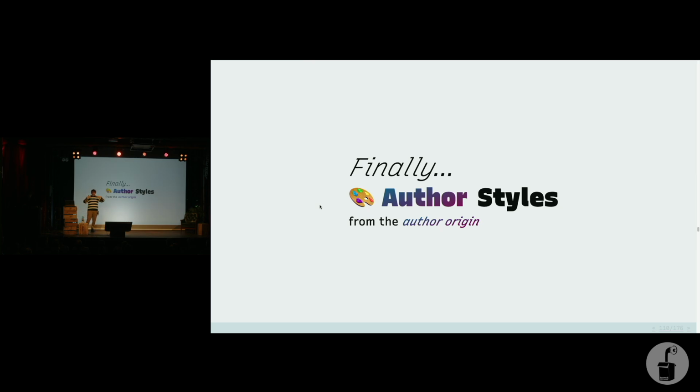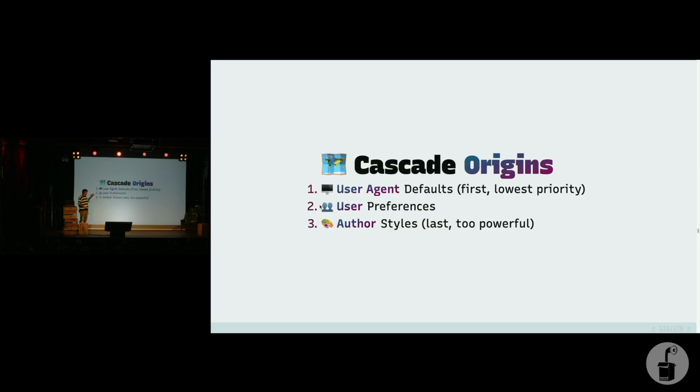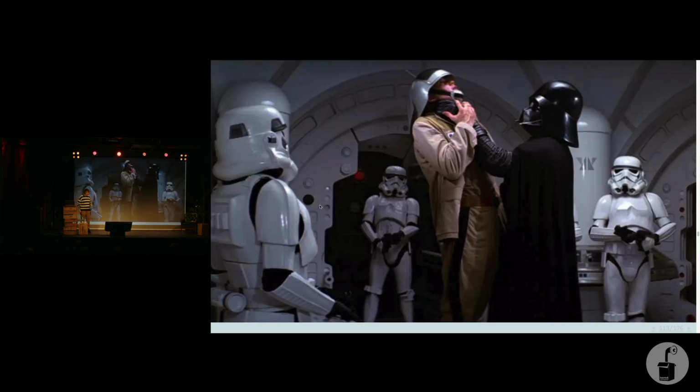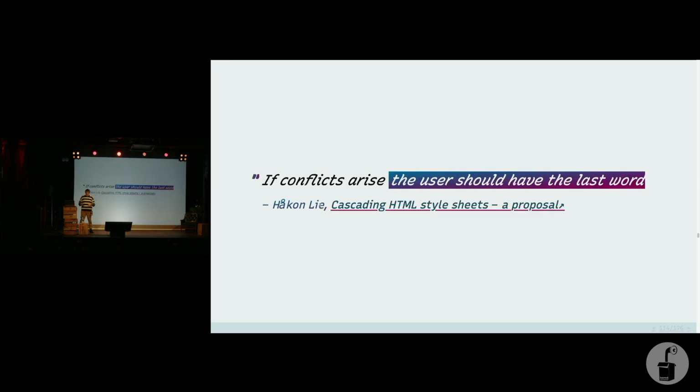Finally, we come at the end. We come along, and we are the final Cascade origin. We come last after everybody else, and we just smear our personal brands all over their lovely styles, or stomp around force choking them. We're the baddies. But Håkon was clear that if conflicts arise, the user should have the last word.